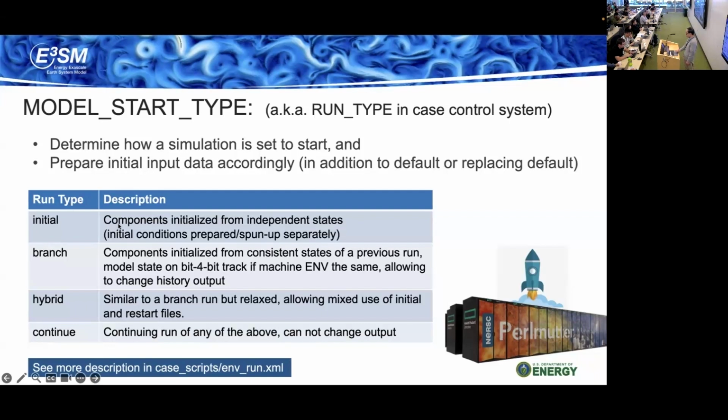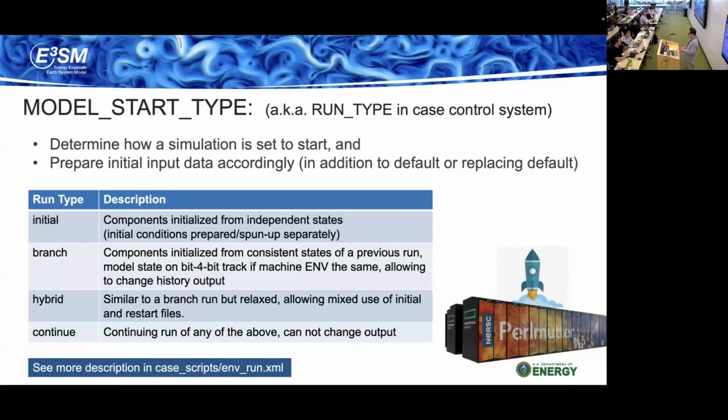The initial type is to initialize from each component's independent state. There could be initial conditions prepared separately or spun up separately. But for the branch and hybrid types, we will take most of the data. In particular, the branch type needs to take all the state from a previous run, all components. For the hybrid type, it can be a mix.